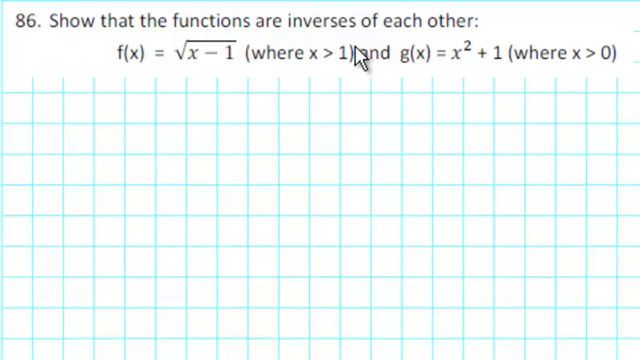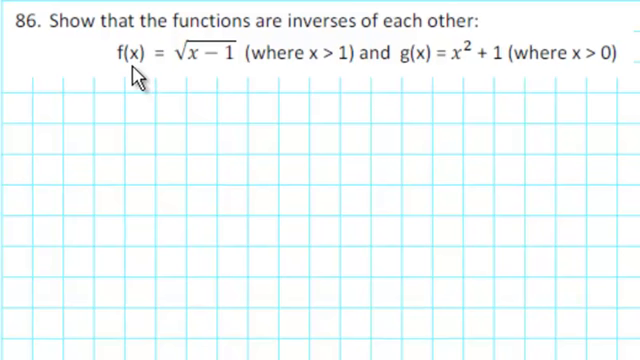Show that the functions are inverses of each other. f of x is equal to the square root of x minus 1, where x is greater than 1, and g of x is equal to the square of x plus 1, where x is greater than 0. Well, first of all, recall that two functions are inverses if they undo one another under the operation of composition.